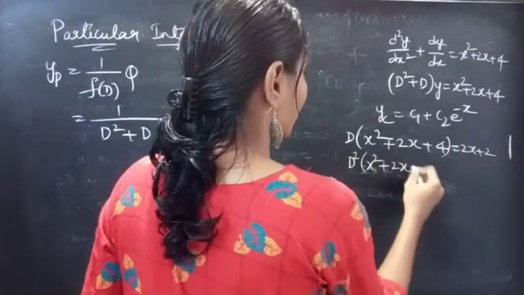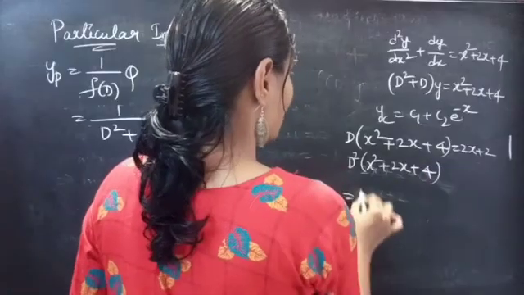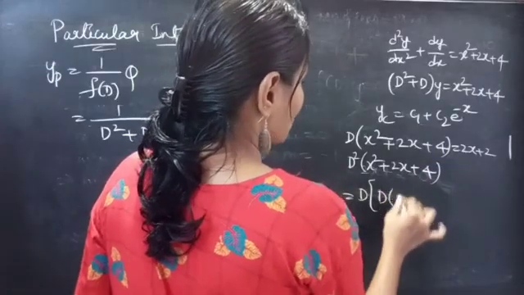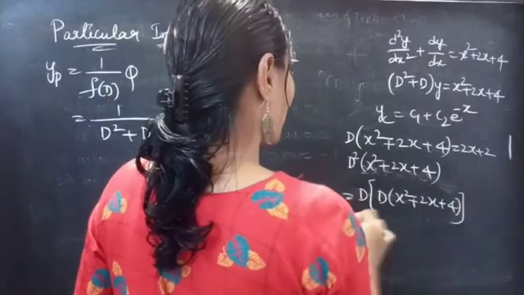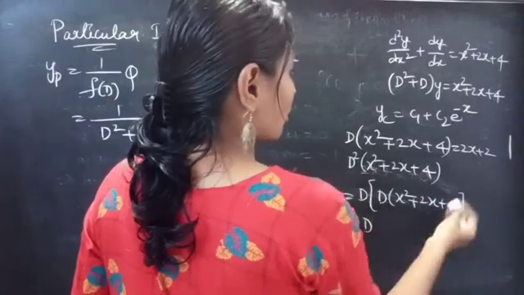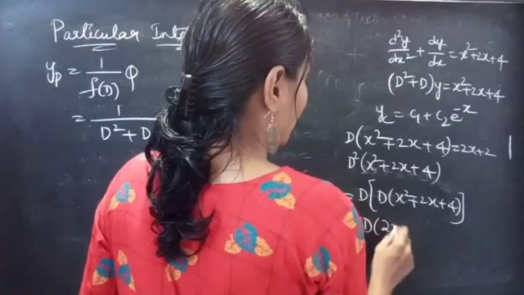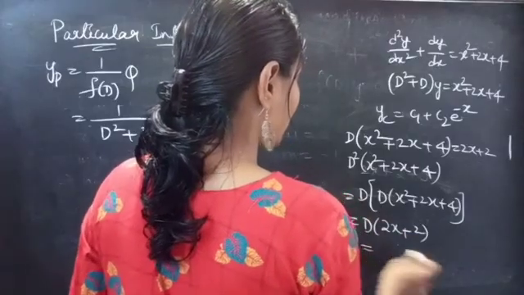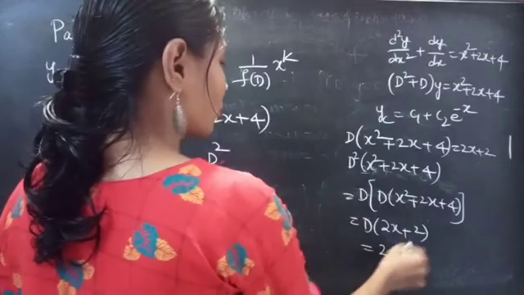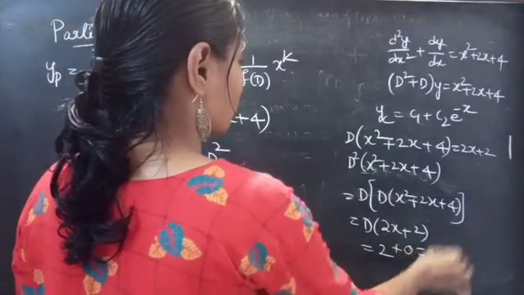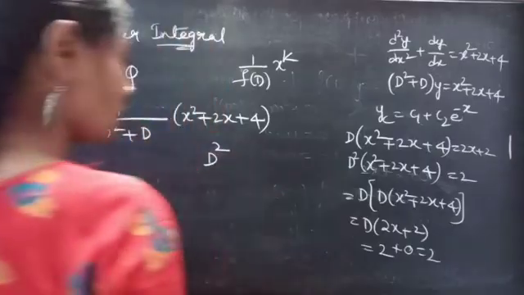D square of q is the derivative of q. We already have the value of the derivative of q, which is 2x plus 2. The derivative of 2x is 2, plus the derivative of a constant is 0, so this is equal to 2, right? Now let's find d cube of q.